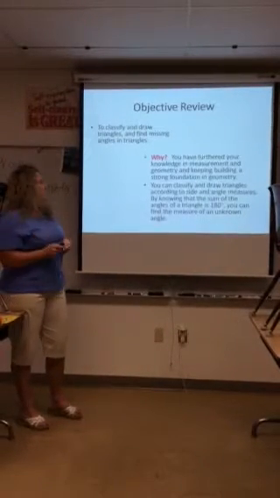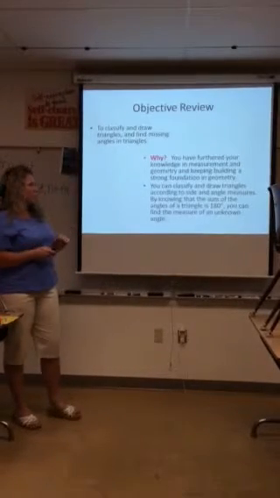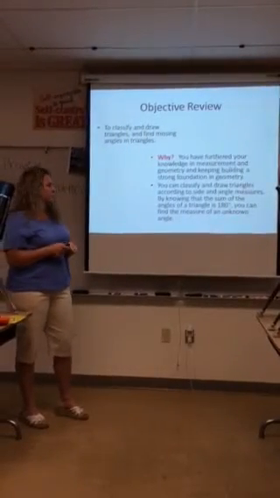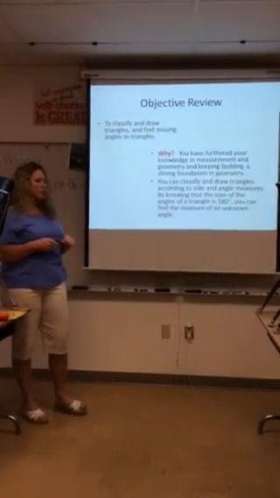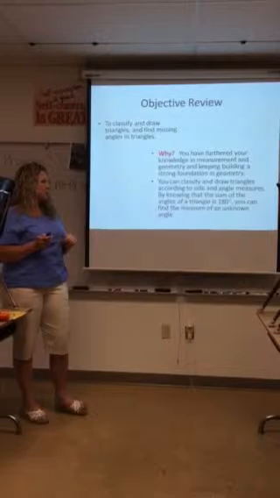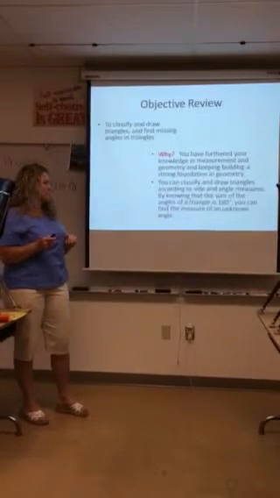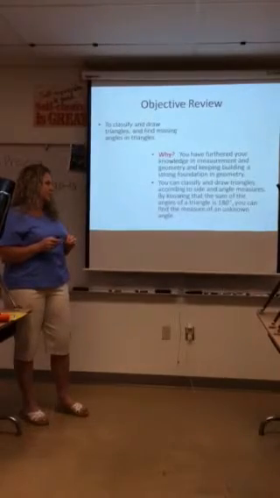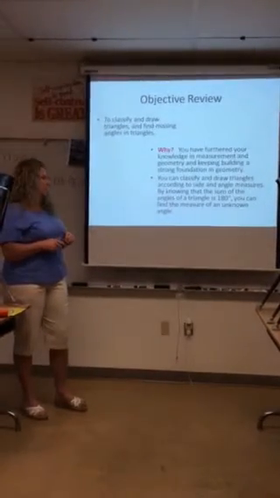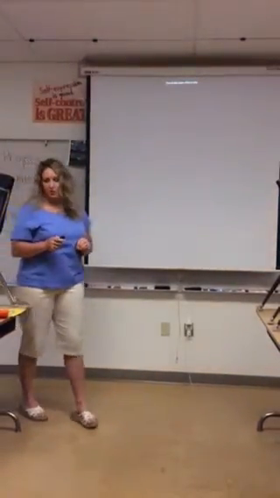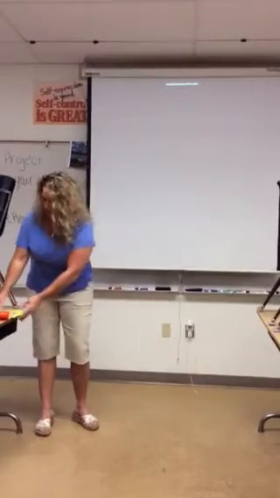So, objective review. To classify and draw triangles and find the missing angles. Why? You have furthered your knowledge in measurement and geometry and keep building a strong foundation in geometry. You can classify and draw triangles according to sides and angle measures. By knowing that the sum of the angles of a triangle is 180 degrees, you can find the measure of any unknown angle. And if they don't give you an angle, it's probably because they're trying to trick you, and that means it's 90 degrees.